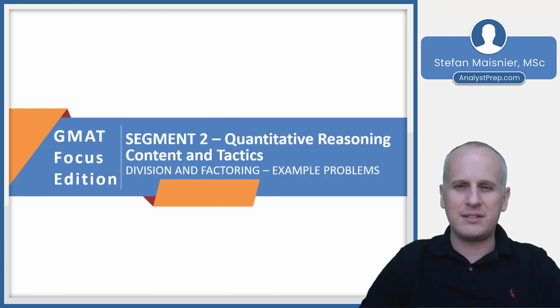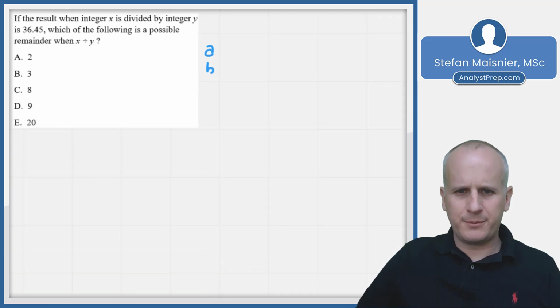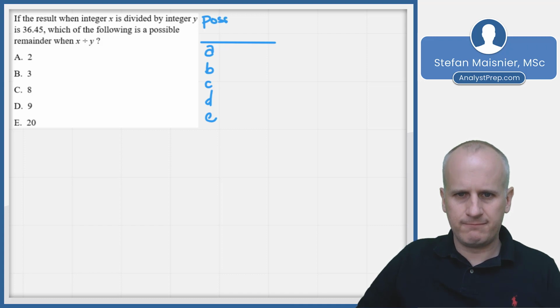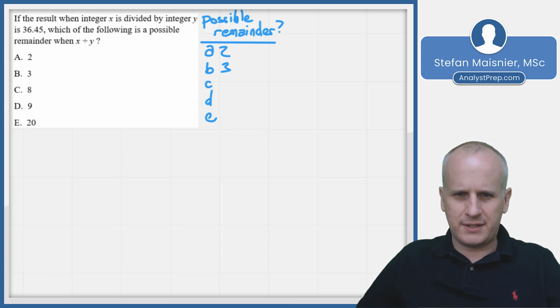to see how to execute on your scratch work when you encounter these types of problems involving division and factoring on the GMAT Focus. So as always, we'll want to set up our scratch work A through E, put a little line over top, and skip to the end to figure out what we're being asked for. And we're being asked for what is a possible remainder. We have real numbers, so I'll probably write those out just in case there's an alternative tactic opportunity. And we got 2, 3, 8, 9, and 20.